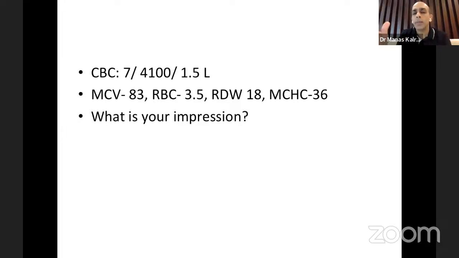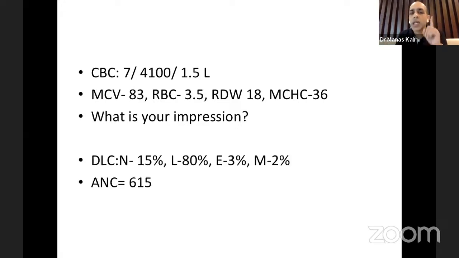Now, you want to make an impression based on the CBC, but please do not give an impression unless you have looked at the DLC. My brain is always tuned to look at hemoglobin, TLC, platelet count, then I look at ANC, and then I move forward, because I'm a hematologist. I see all the dreaded diseases. So my brain goes this way. And then I look at RBC indices. I look at the DLC in detail.